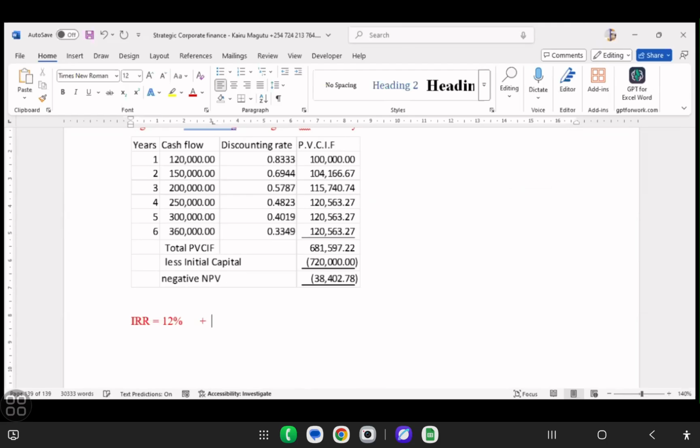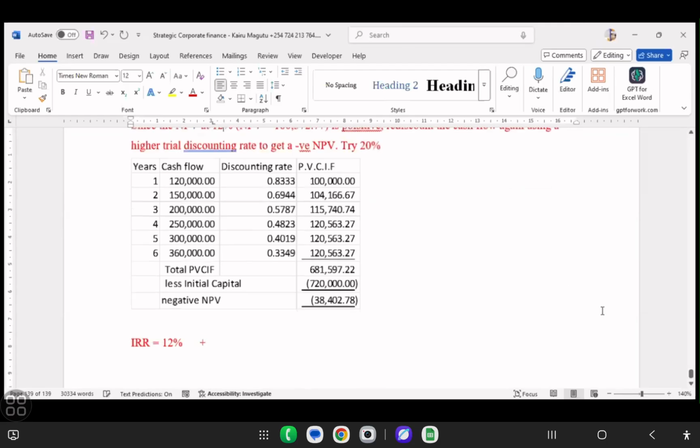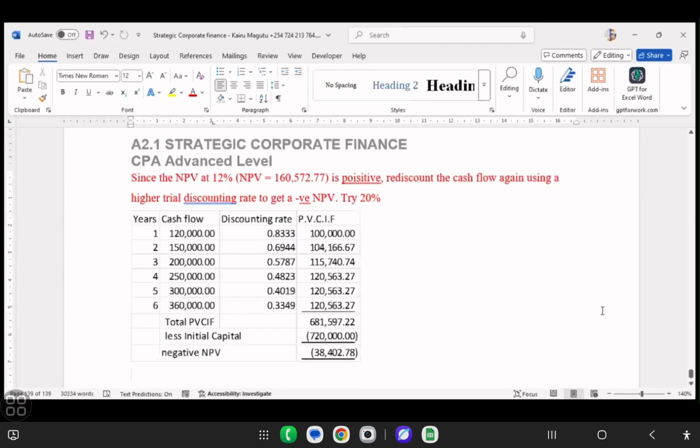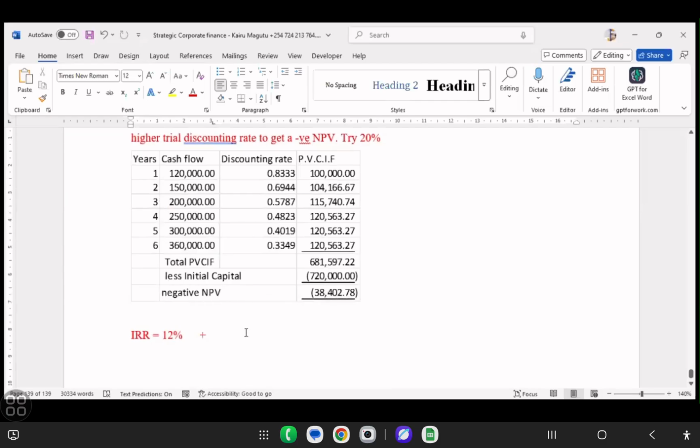This one we plus the positive NPV. Positive NPV was how much? We had a positive NPV. It was 160. Positive NPV is 160.